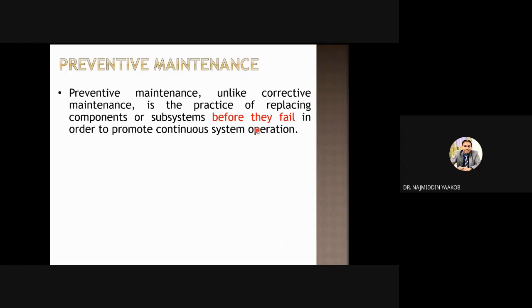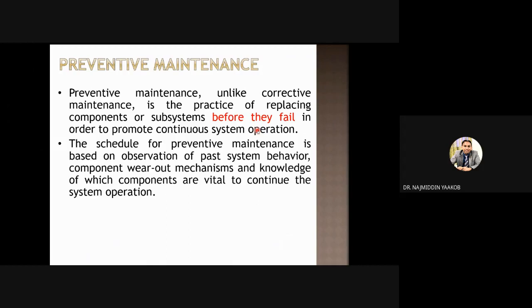That's why when they do inspection and they see that this part of a component in your equipment has something wrong, you need to replace it before it fails. The schedule for preventive maintenance is based on observation of past system behavior, meaning that when you do preventive maintenance, you need to observe the past system behavior. You know how your equipment behaved before, the component wear-out mechanism, and knowledge of which components are vital to continue the system operation. You know which part is vital and needs to be replaced. These are called preventive maintenance.